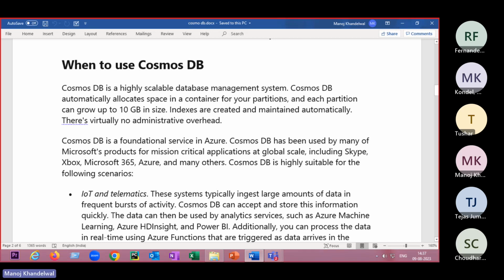So again, it's talking about partitions only. Containers of your partitions automatically allocate space. So it's a foundational service in Azure. It has been used by many of the Microsoft products for mission critical applications at global scale, including Skype and Microsoft 365. They have given some use cases of where Cosmos DB is being used.